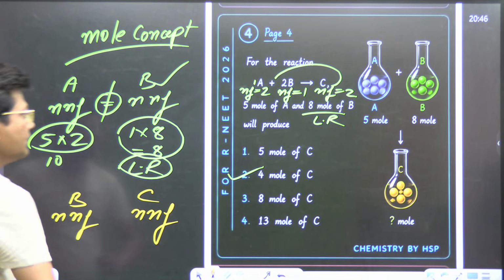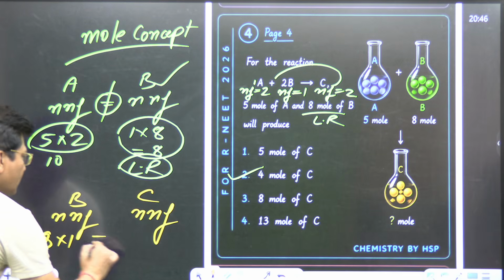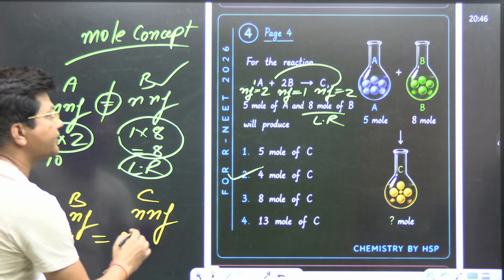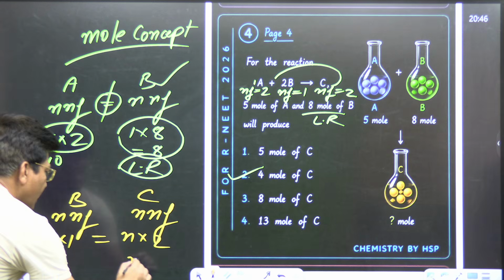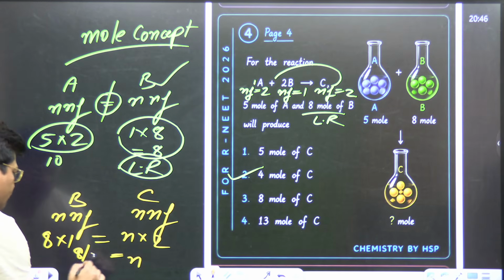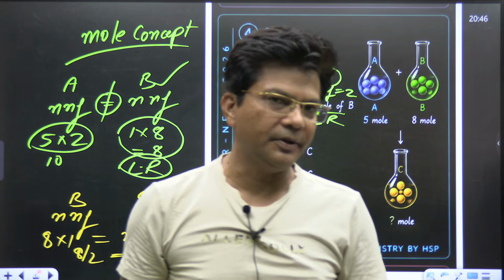Now see, number of moles 8, n factor is 1, number of moles I don't know, n factor is 2. So the value of n will come 8 by 2. So n is equal to 8 divided by 2, that is 4. We are getting the answer. I think one more question will be there.